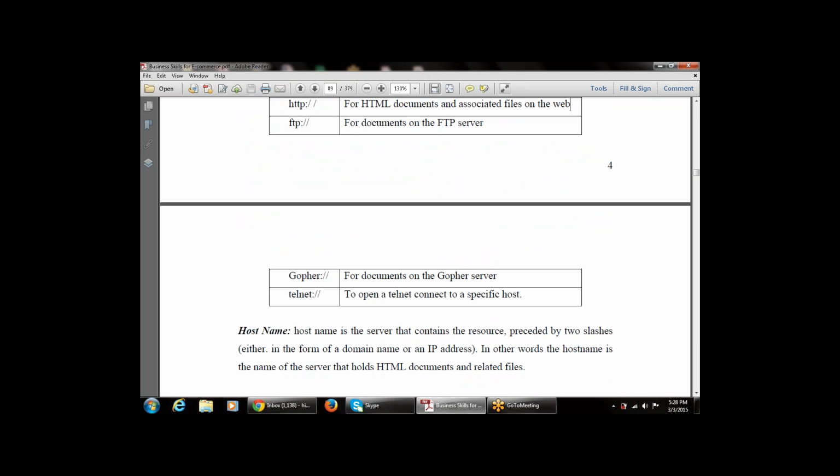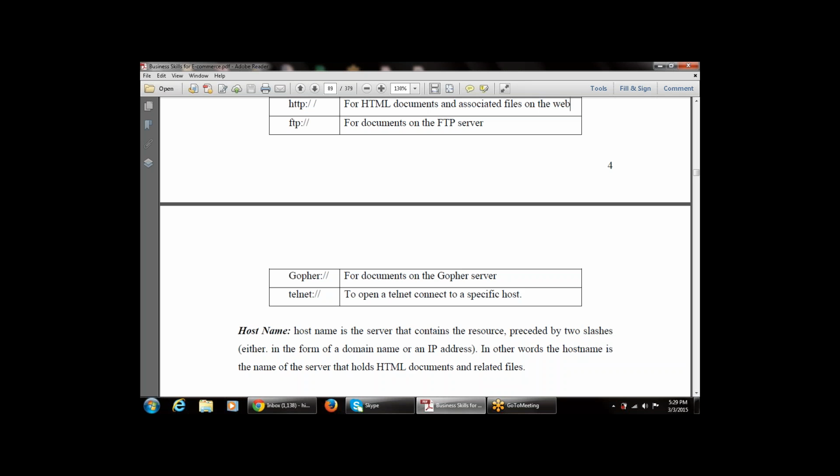Then telnet is used to open a telnet connection to a specific host. So whenever I need a remote connection to a computer that is very far from another, that is done by using telnet, a telecommunication network. So these are the various common protocols. These are just four protocols, but there are many protocols that are used with the network.